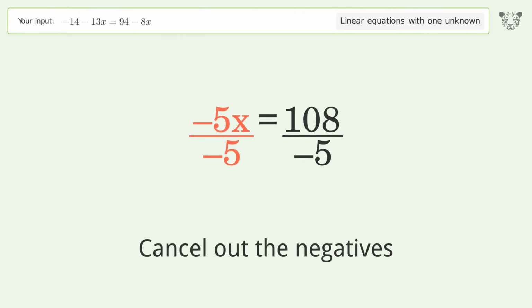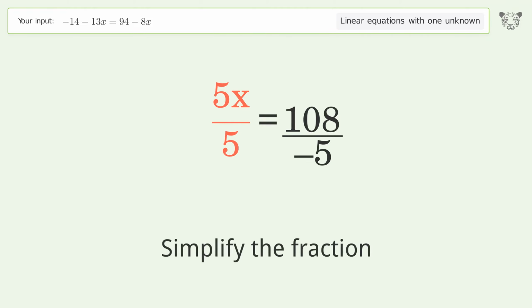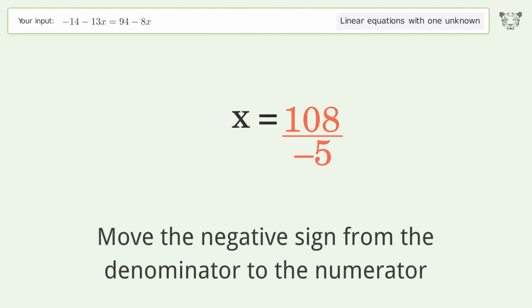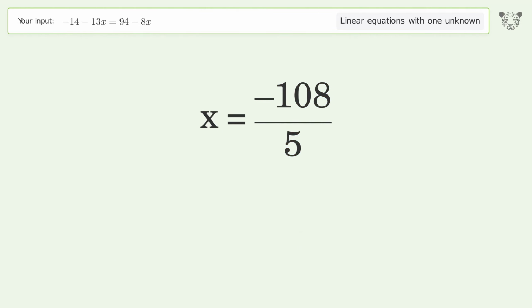Cancel out the negatives. Simplify the fraction. Move the negative sign from the denominator to the numerator. And so the final result is x equals -108/5.